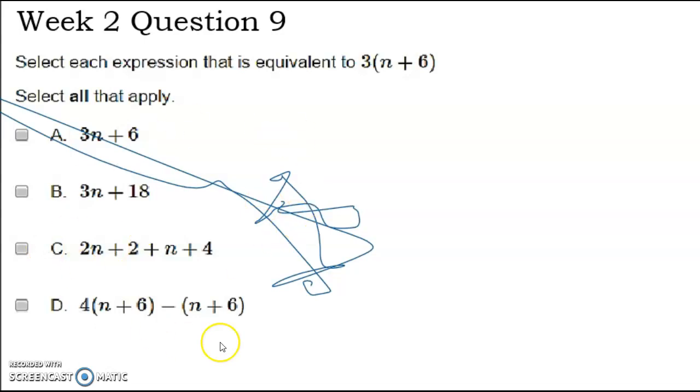Okay. This one does take some work, so I'm going to go ahead and pause this video, and then we'll have number 9 start in the next video.